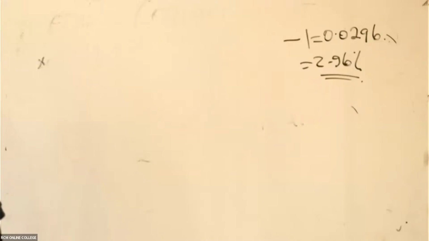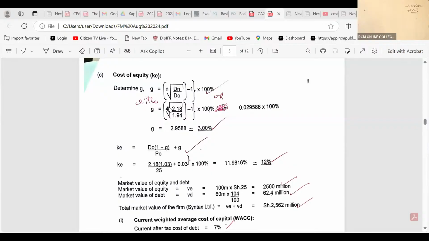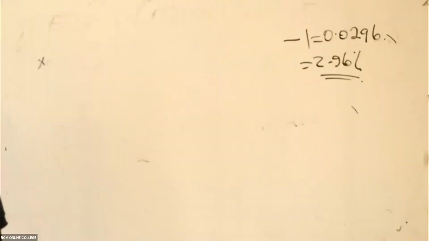Now you can see here, they started by giving us something very easy. This is what they got here, 0.029 something. But they chose to work with the 3%. So this lady is asking what you want to calculate. It's very easy. I hope you have a scientific calculator.